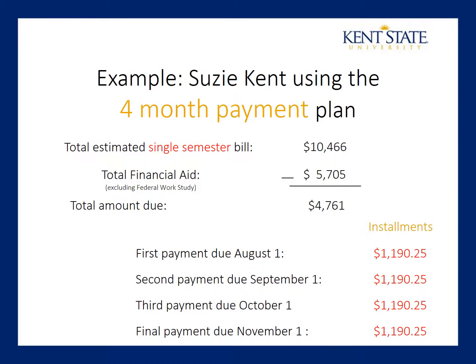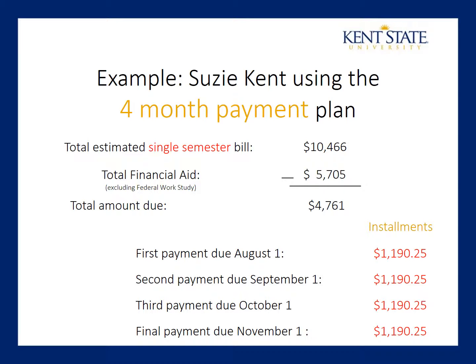Let's go back to Suzie Kent, good old Suzie. Suzie's family decided it would fit better into their budget to sign up for the 4-month payment plan. We have already figured her direct expenses and deducted her available financial aid to determine that she will have out-of-pocket expenses totaling $4,761. With the exception of program and course fees, which may vary by semester, this will be the same for both the fall and spring semesters.